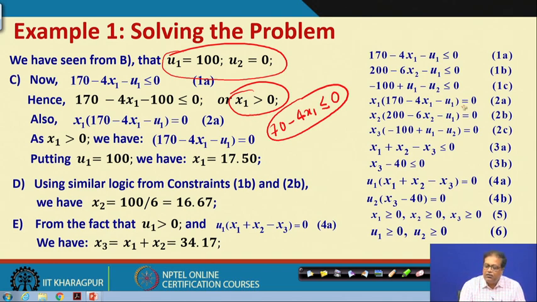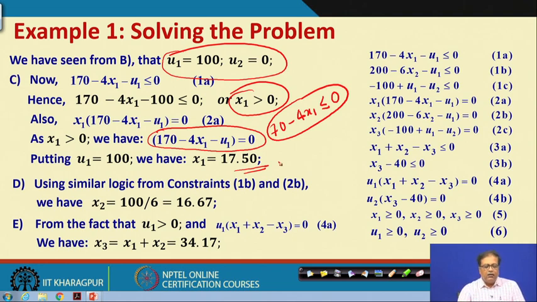Now look at constraint 2a. The 2a says x1 into 170 minus 4x1 minus u1 equal to 0. So x1 is greater than 0, right, it is non-zero. So automatically that means this second term should be equal to 0. Therefore, 170 minus 4x1 minus u1 should be equal to 0, but u1 is 100. So x1 is 17.5, right. This is how we can solve x1 for these values.